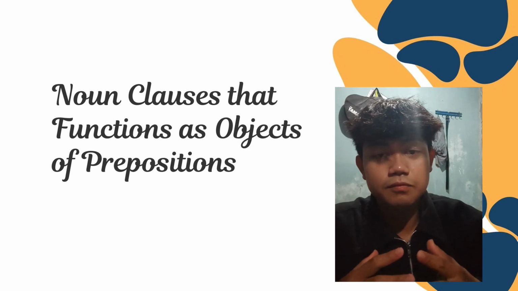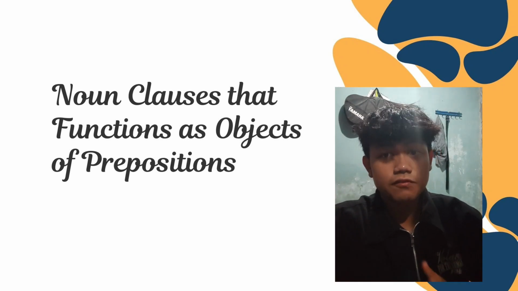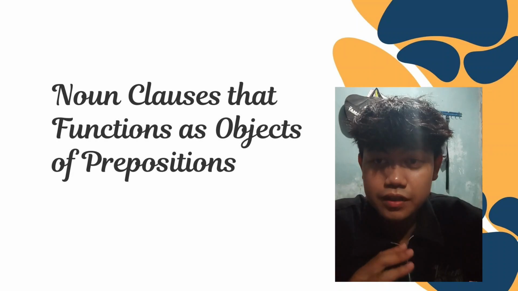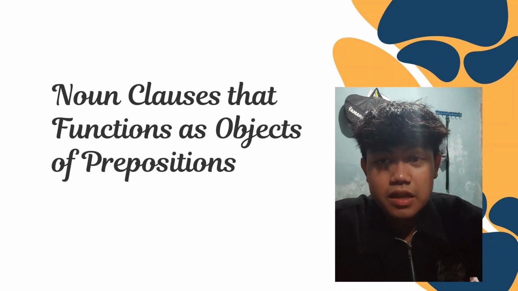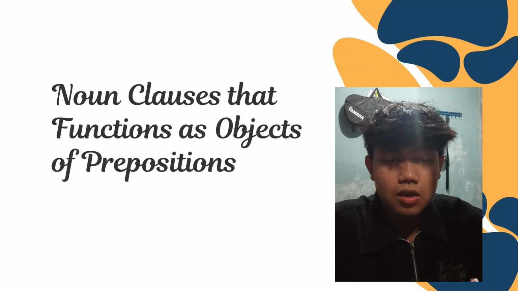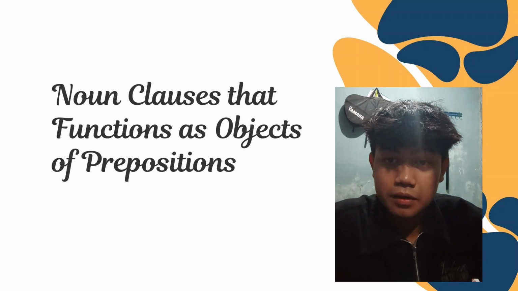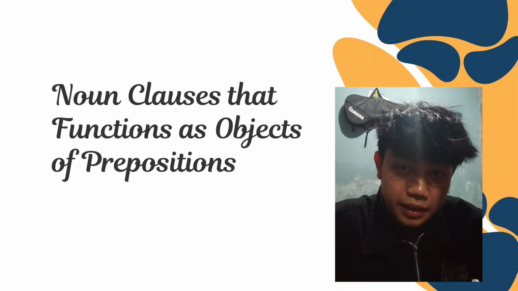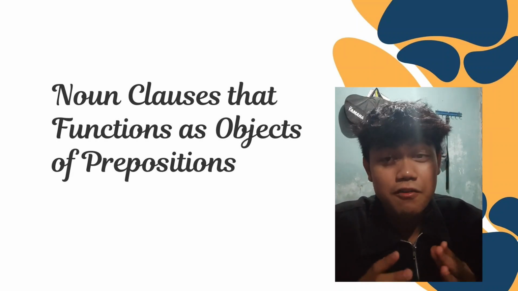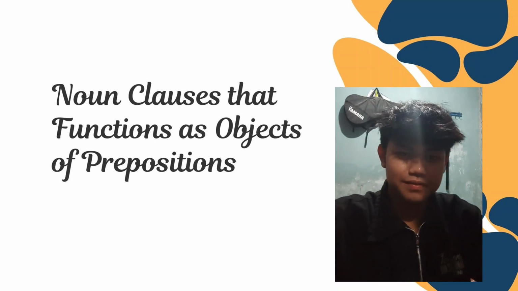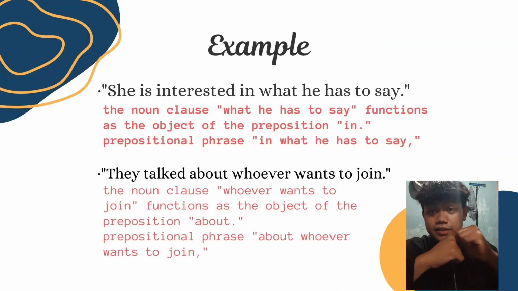Here is the preposition. A noun clause that functions as the object of a preposition is a clause that takes the place of a noun and serves as the object of a prepositional phrase within a sentence. Here's an example. She is interested in what he has to say.